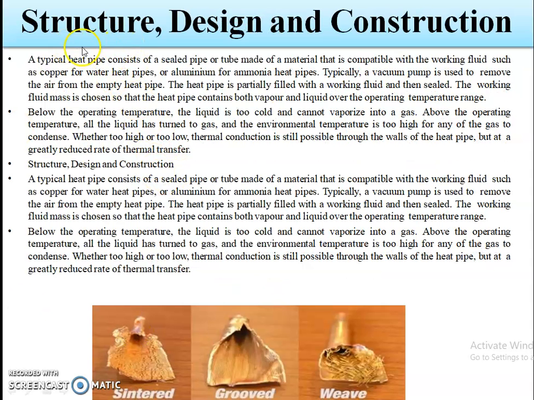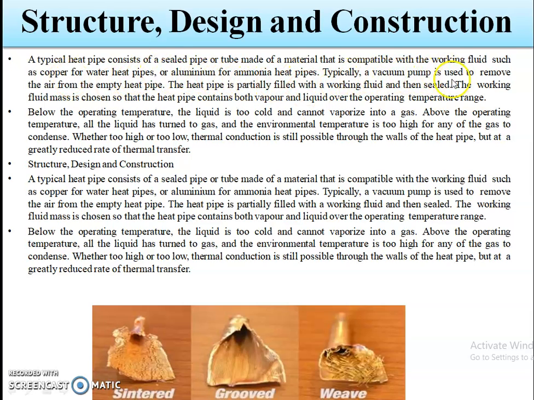In this slide we discuss the structure, design and construction of the heat pipe. There are three types of heat pipe: sintered, grooved and weaved. A typical heat pipe consists of a sealed pipe or tube made of a material that is compatible with the working fluid: copper for water heat pipes, or aluminum for ammonia heat pipes.